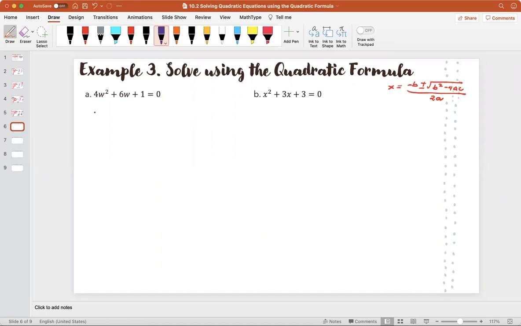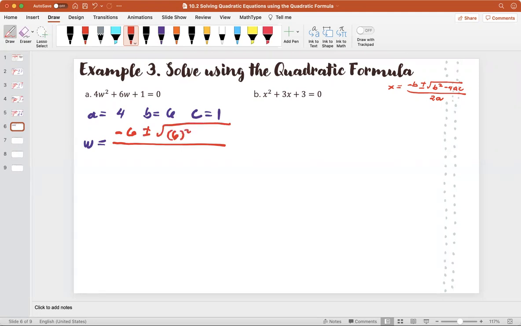So your A in this case is 4, your B is 6, and your C is 1. So let's not solve for the x, but we solve for w. Let's plug in your ABCs in your formula. B is 6, so we have minus 6 there, plus minus square root of 6 squared minus 4 times A, 4, times C, 1, all over 2 times 4.